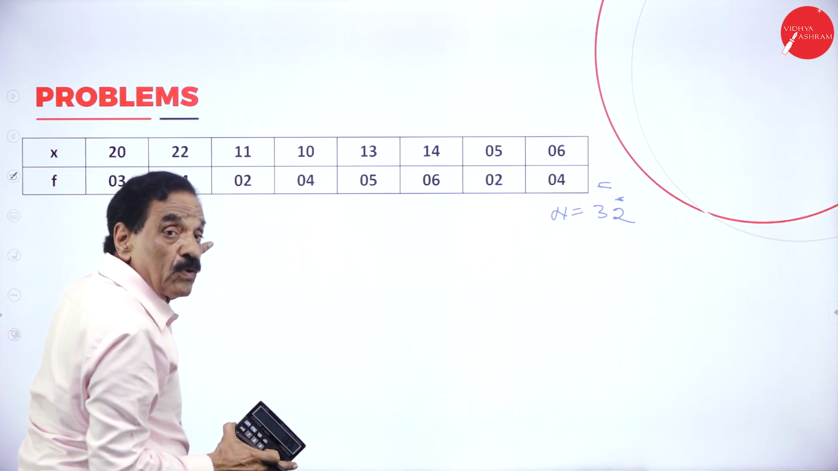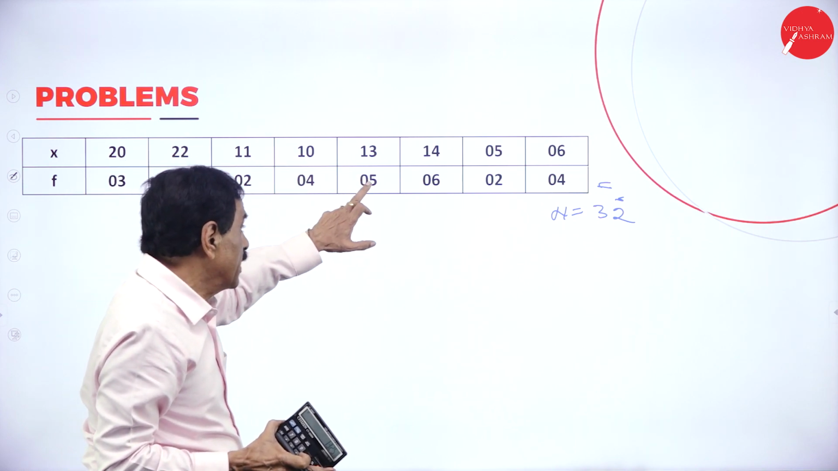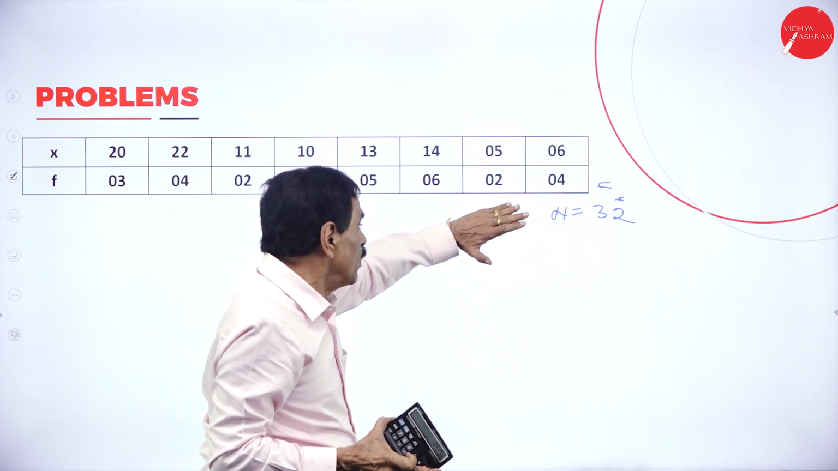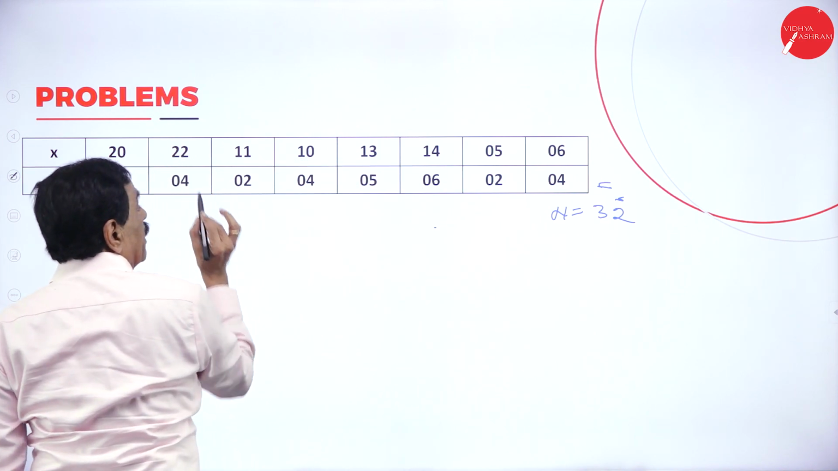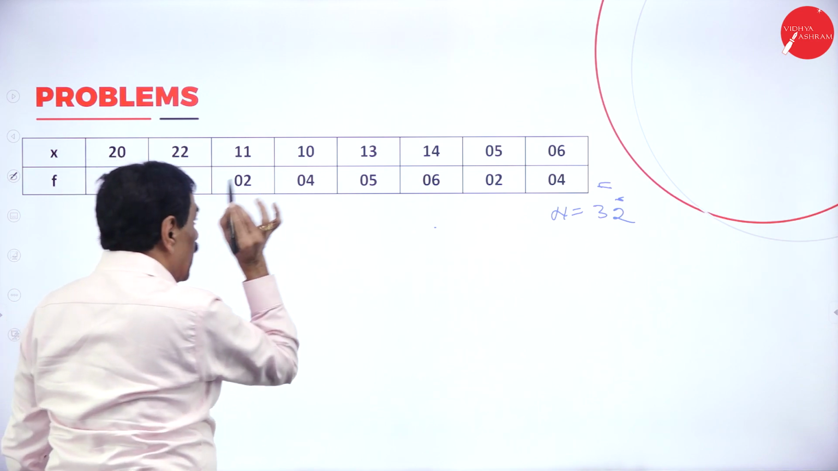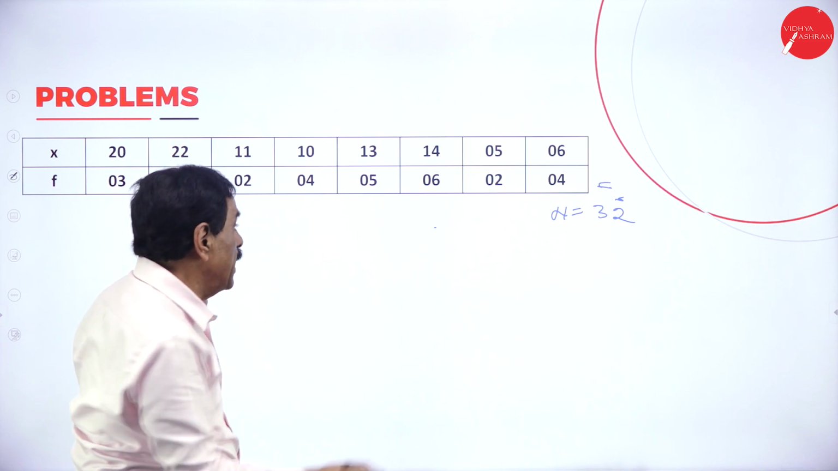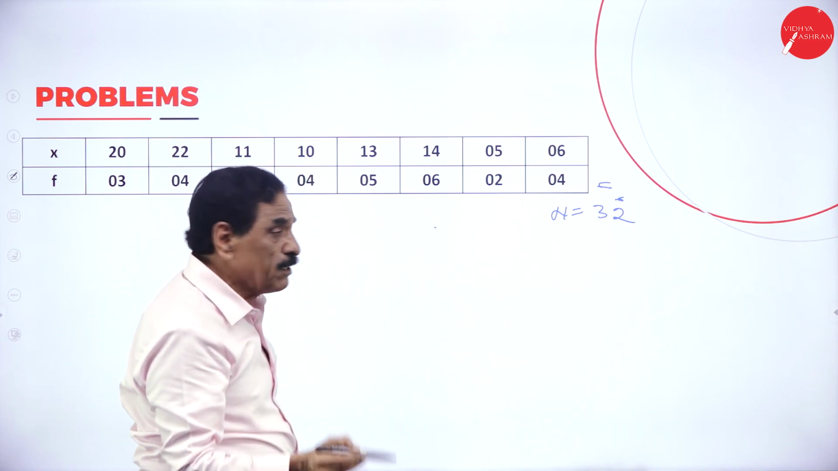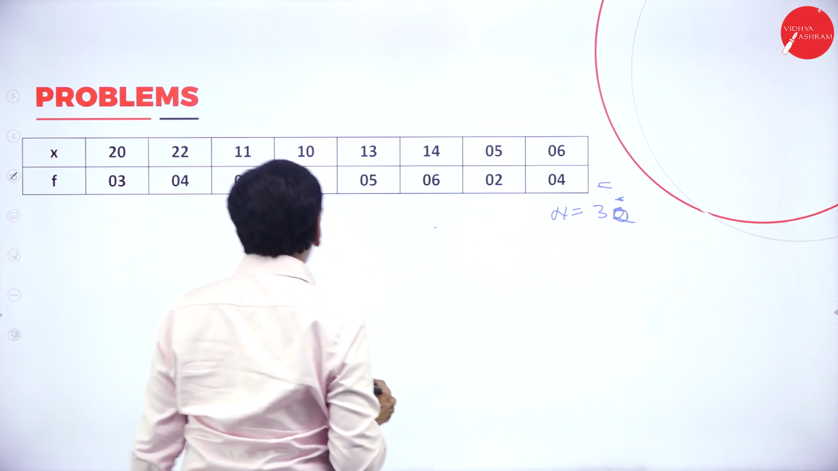So 3 plus 4 is 7, 7 plus 2 is 9, 9 plus 4 is 13, 13 plus 5 is 18, 18 plus 6 is 24, 24 plus 6 becomes 30. N is equal to 30.